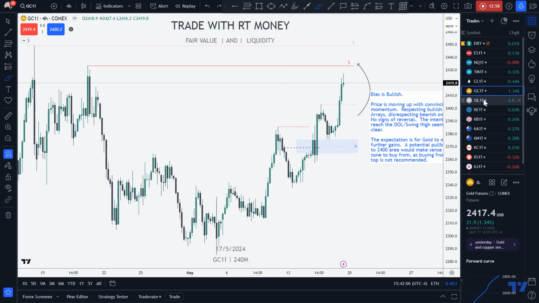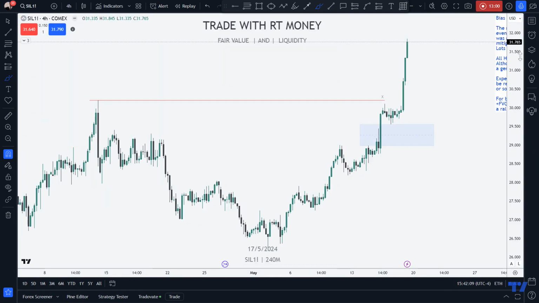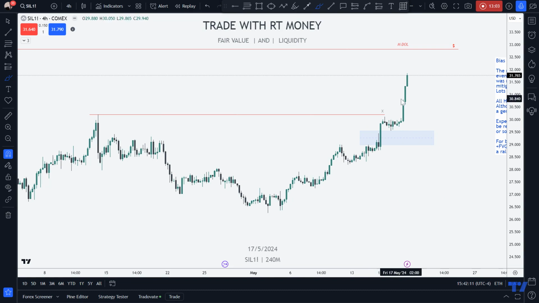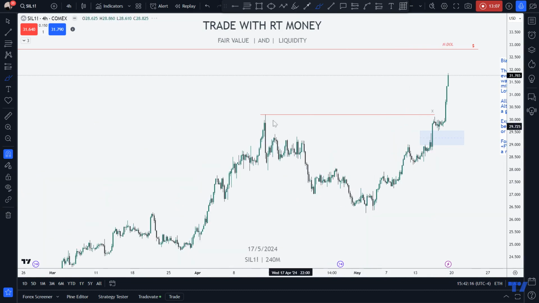If we move on to silver, silver is much stronger. Silver is outperforming gold for sure.